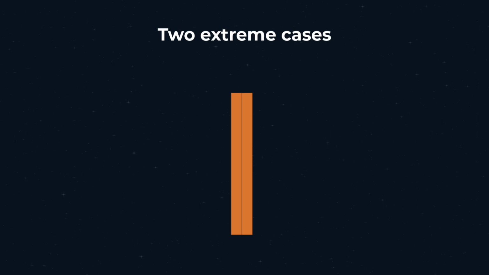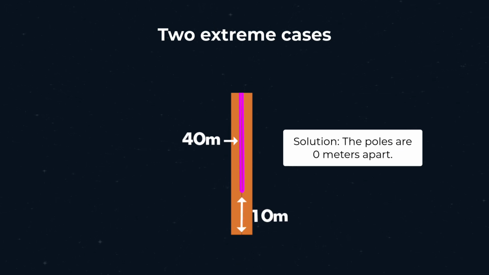Now let's consider the opposite case. If the poles were touching, the cable would be completely folded in half, forming two equal 40 meter segments hanging down. Since each pole is 50 meters tall, this would place the midpoint of the cable exactly 10 meters above the ground. And just like that, we found the solution.